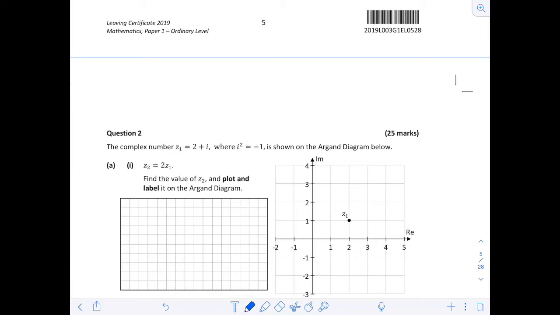Okay, so we're going to take a look at 2019 and paper 1. We're going to take a look at question 2 now.